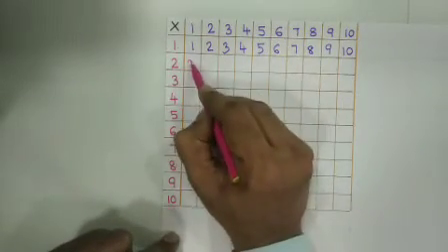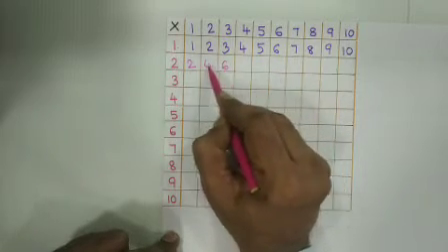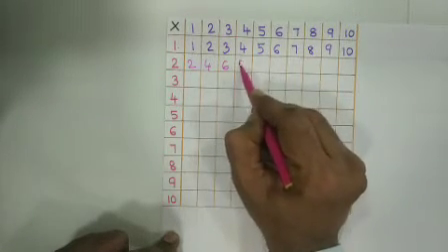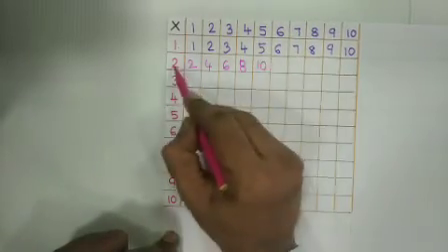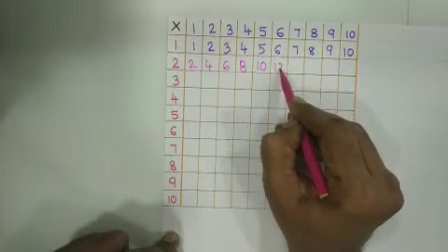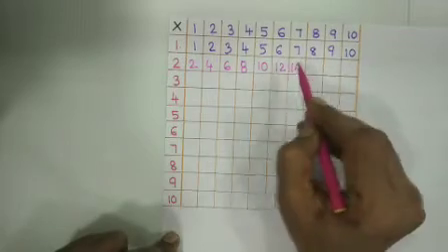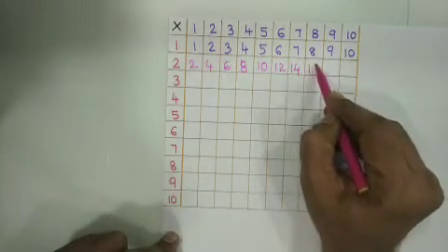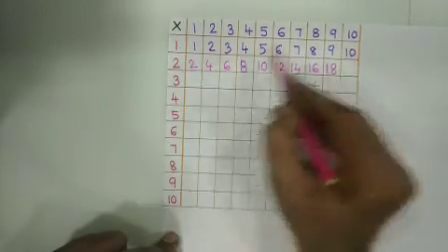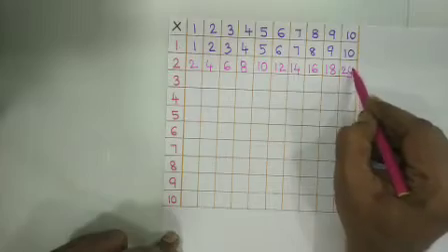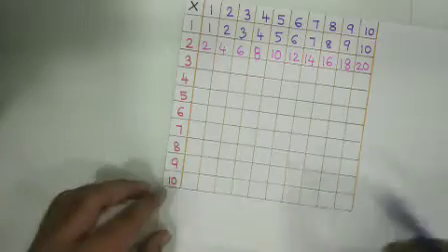2 ones are 2, 2 twos are 4, 2 threes are 6, 2 fours are 8, 2 fives are 10, 2 sixes are 12, 2 sevens are 14, 2 eights are 16, 2 nines are 18, 2 tens are 20. In the same manner, you can write third table also.